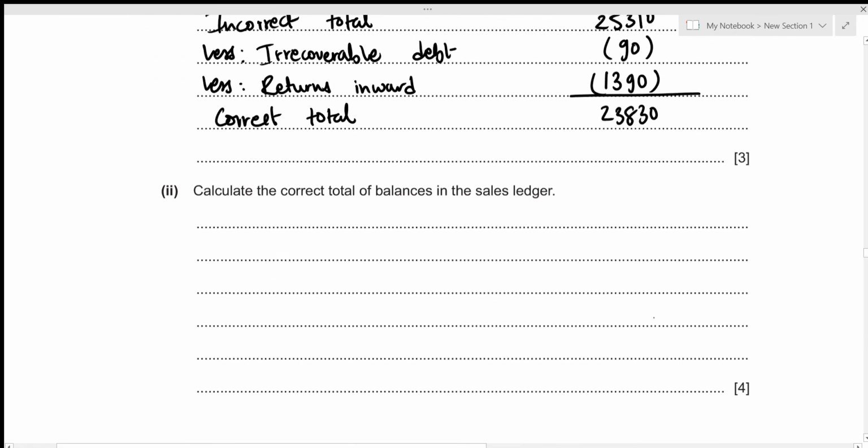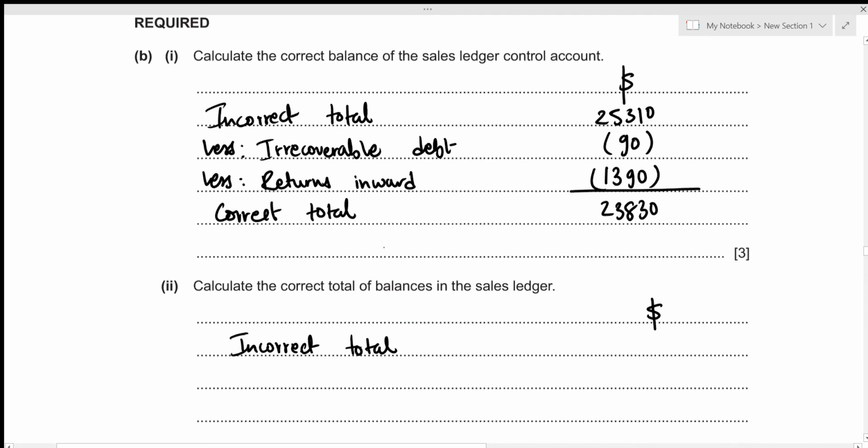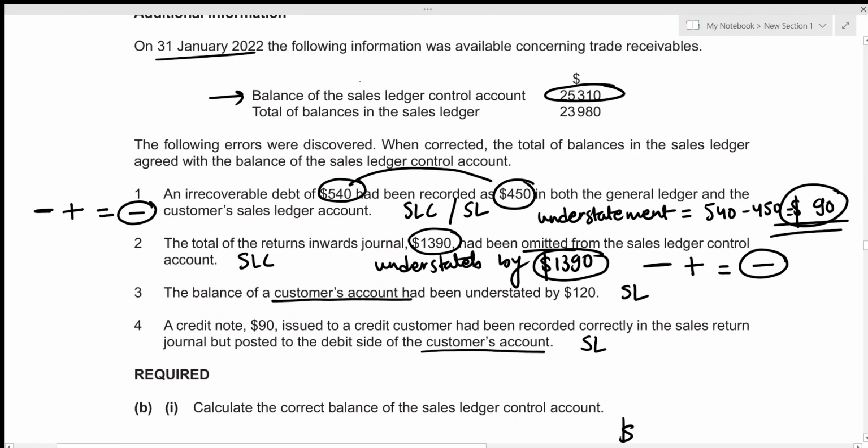All right, now we will calculate the correct total of balances in the sales ledger. Again, we will be starting with our incorrect total, which is given in the above information. Let's have a look. So the incorrect total of balances in the sales ledger is 23,980. Let's write it down.